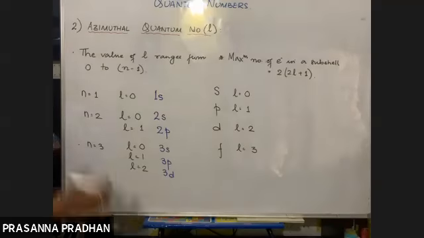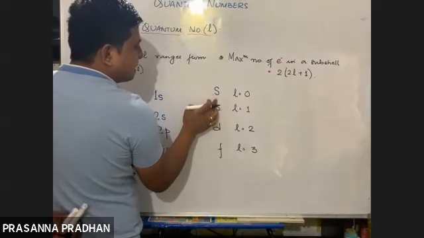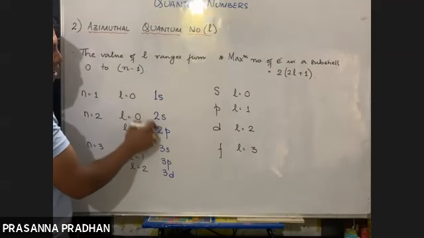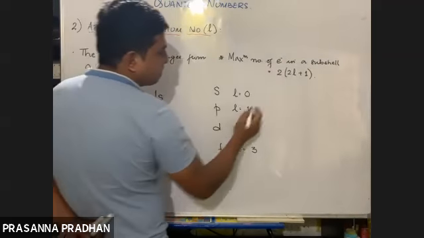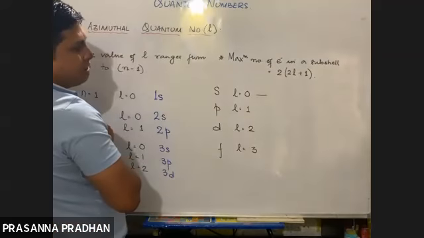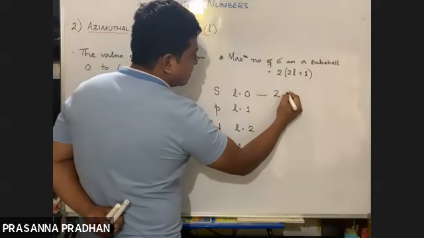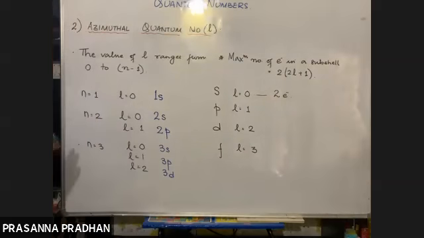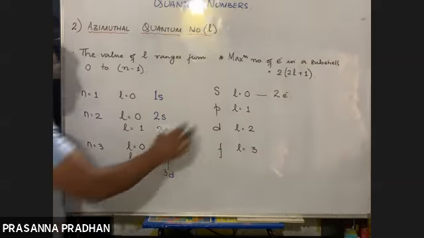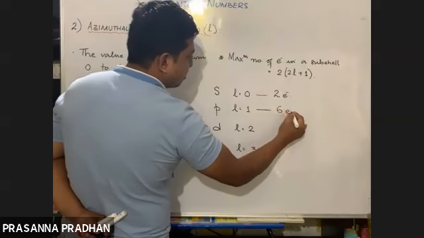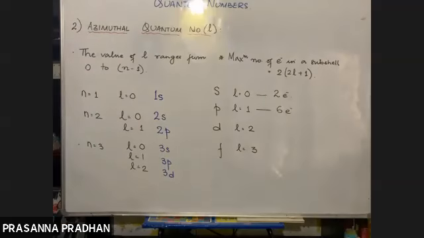So in total how many electrons can be accommodated in an S subshell? Any S subshell, 1S, 2S, 3S. L equals 0. Put it in the formula, the value of L is 0: 2 electrons. That means in an S subshell a maximum of 2 electrons. P subshell means L is 1. Put it in the formula: 2 plus 1, 3, 3 times 2, 6 electrons. So P subshell holds a maximum of 6 electrons.